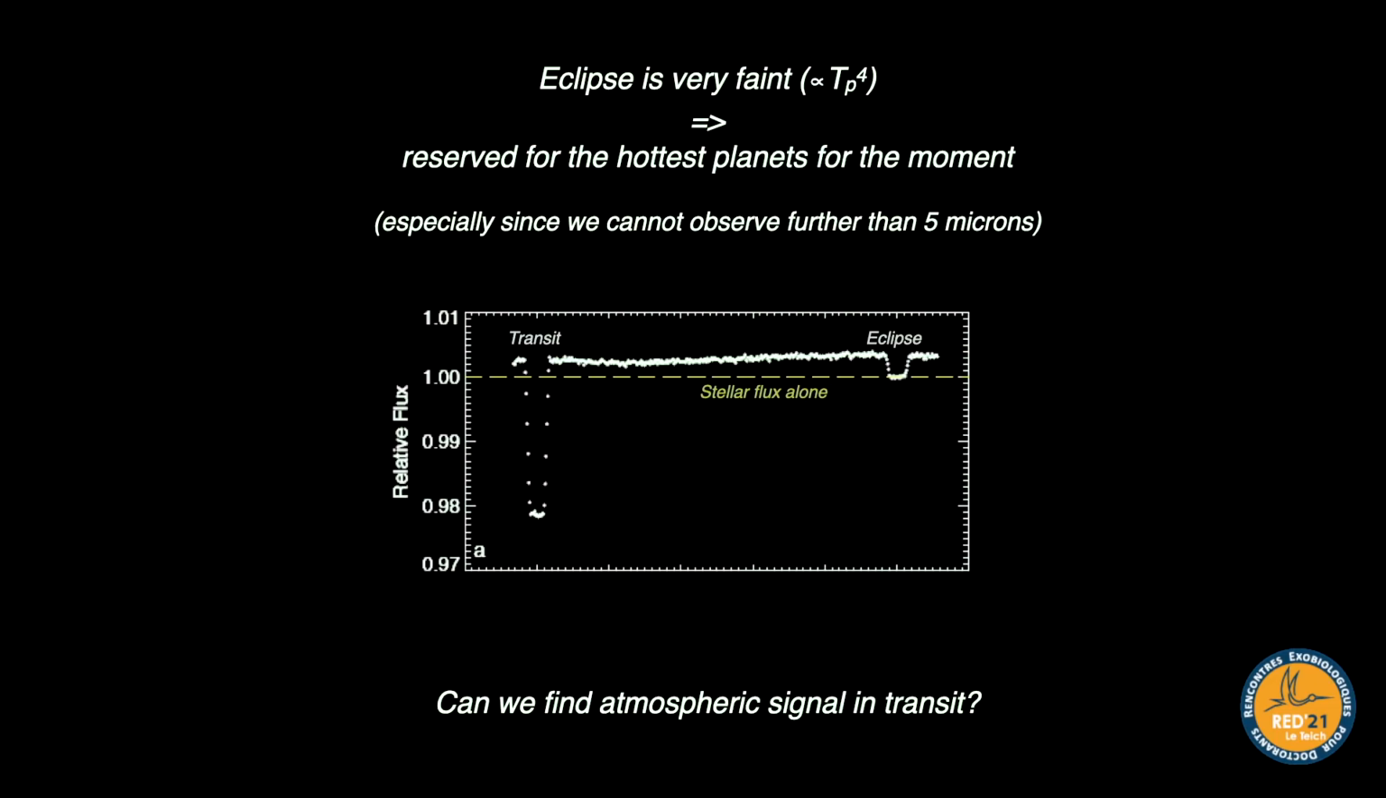But as we see here, there is a small dip from the eclipse on the right, but the dip of the transit is much bigger. And it's normal that it's bigger because basically now we're not looking at the emission of the planet, we're looking at the emission from the star, which is much brighter, that is blocked by the planet. So the question is, could we use this transit to actually infer something from the atmosphere?